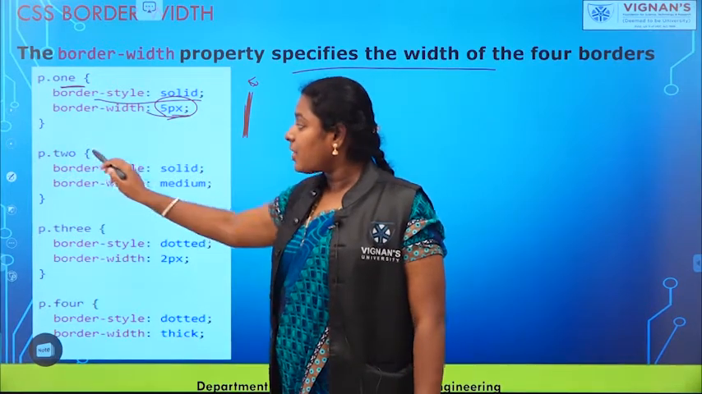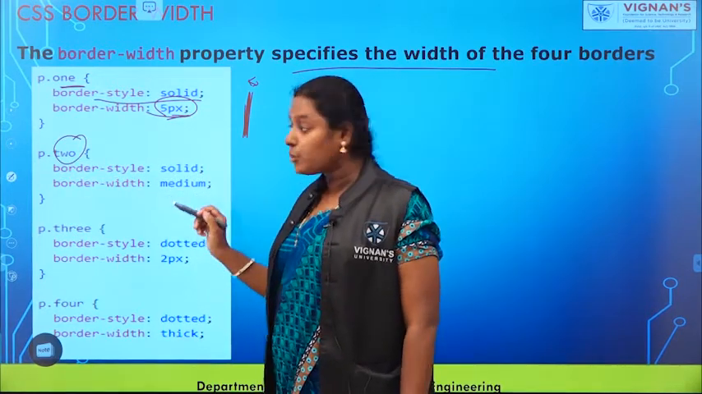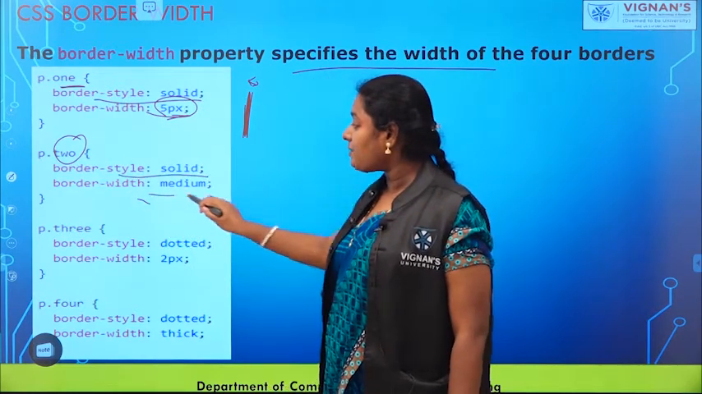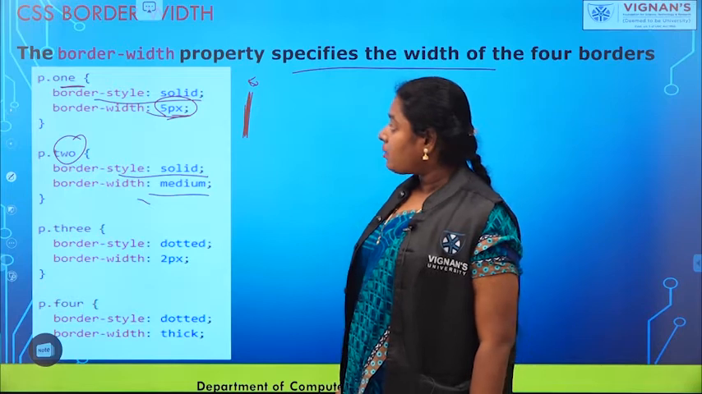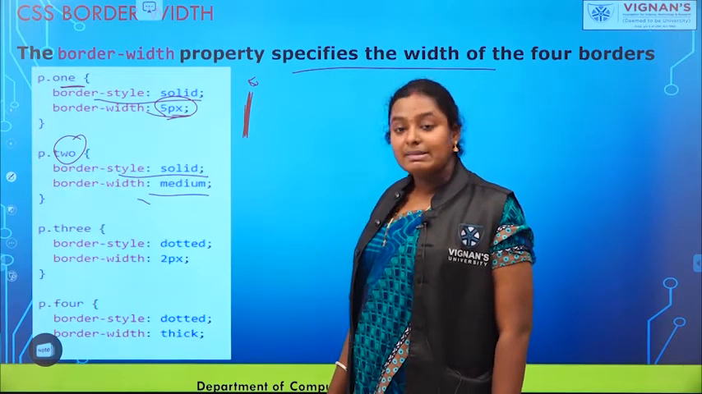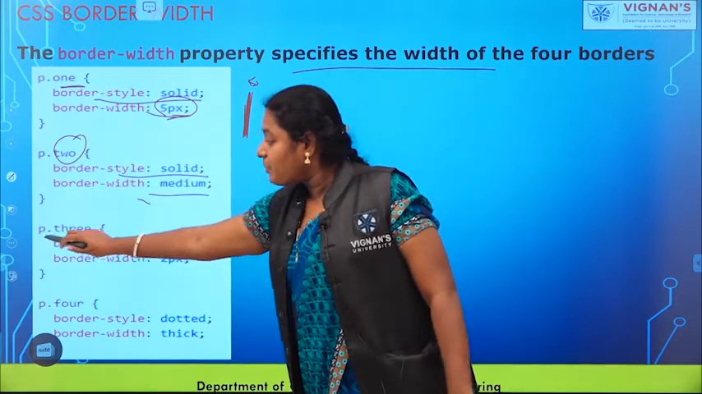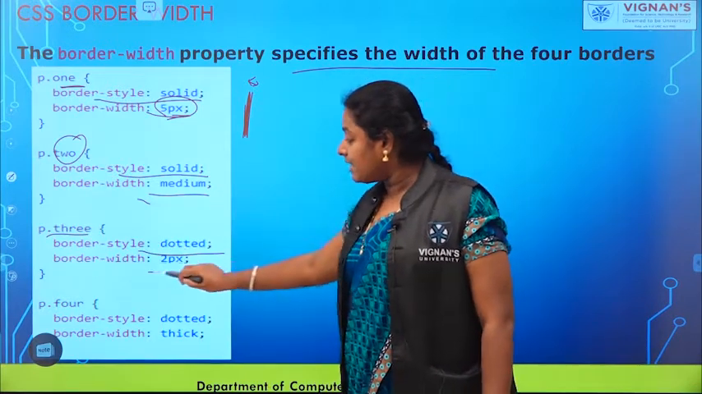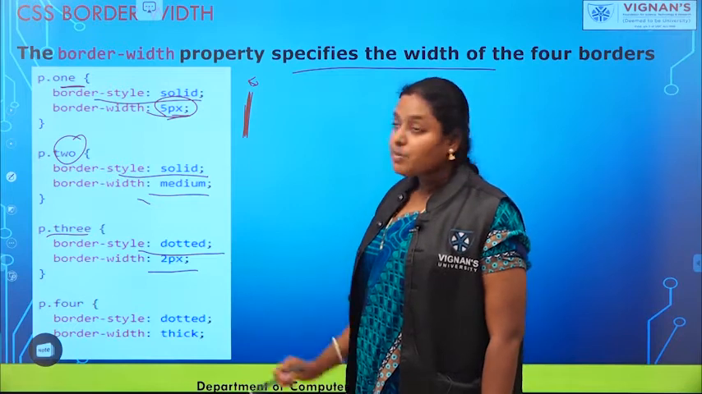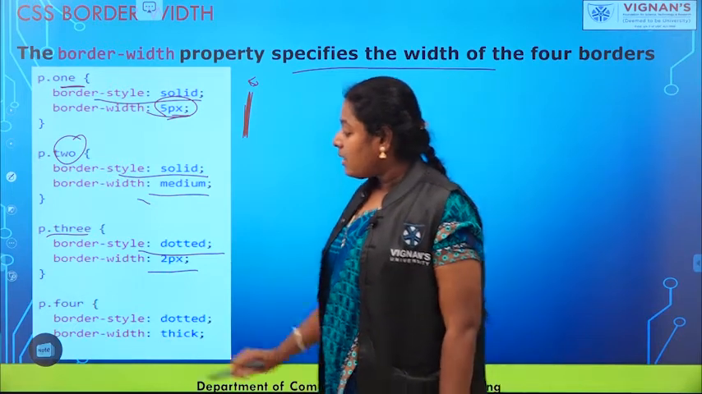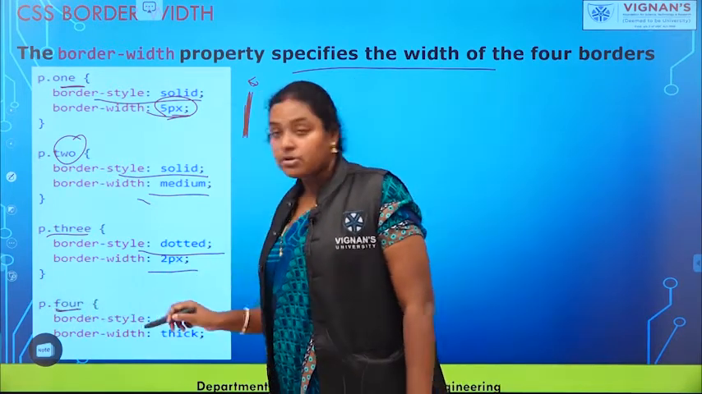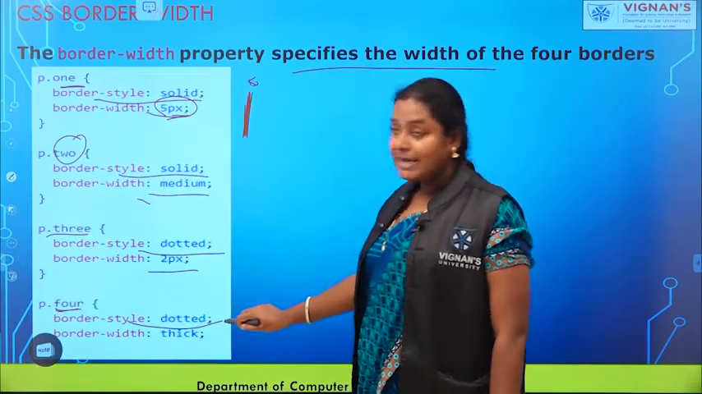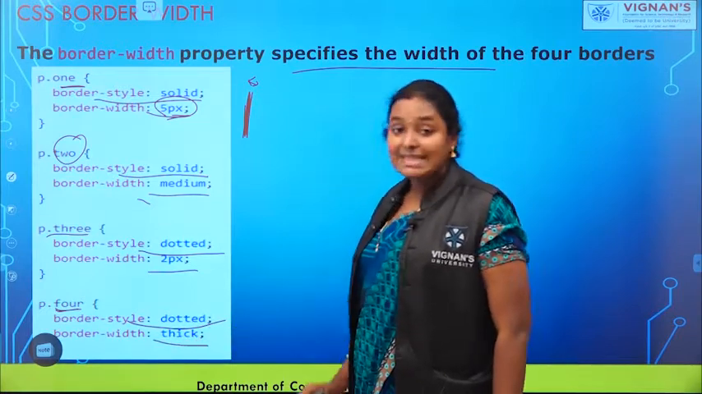Next I am taking one more P tag with class name 2. For that content the style is solid and you are applying the width medium. You can apply width medium, thin or thick. Next, for the P.3 class I am applying the style dotted with the width 2 pixels. One more example, the class with the name 4. For that selector I am applying the style dotted with the border width thick.